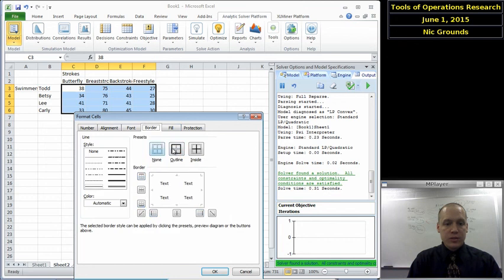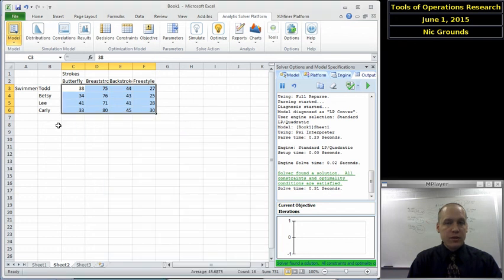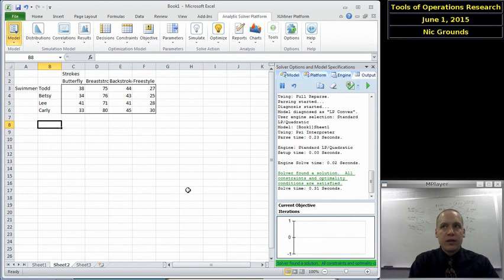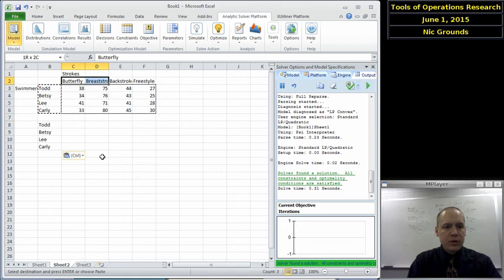Again, I'm just going to put a border around these to represent them. And then we have our decision variables that we're going to set up for the problem. So we know each swimmer here, and we know each stroke that they can swim.